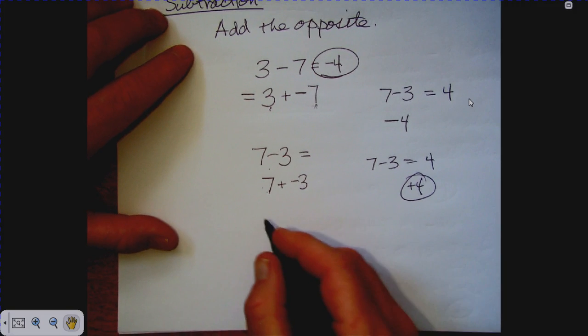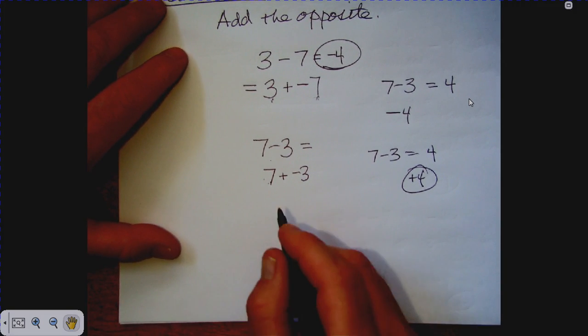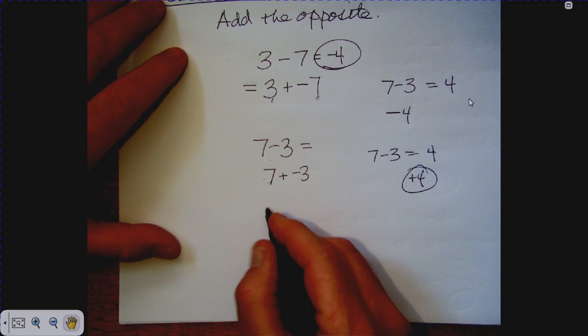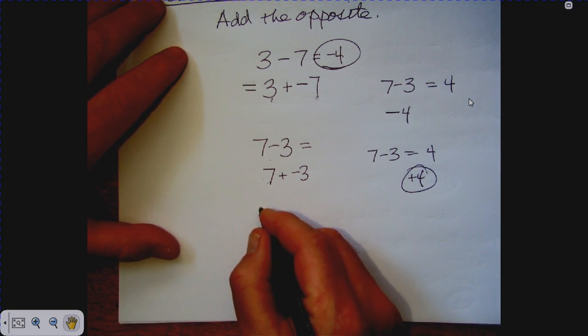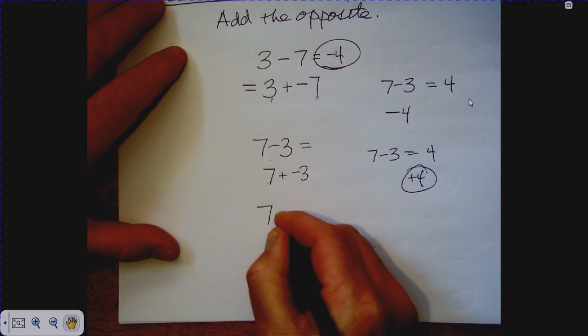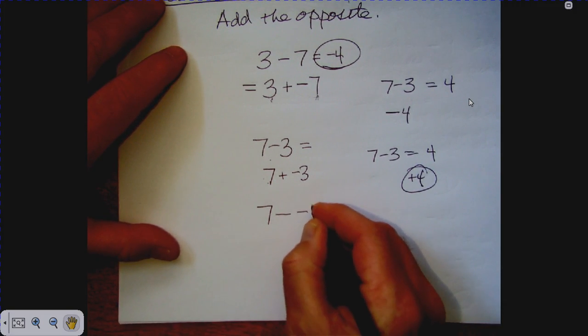Okay, now here's one where it looks a little odd, but it's actually really easy once you get used to it. Let's say I have 7 minus a negative 3.